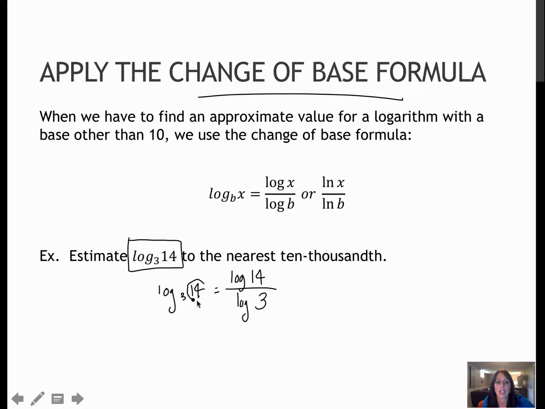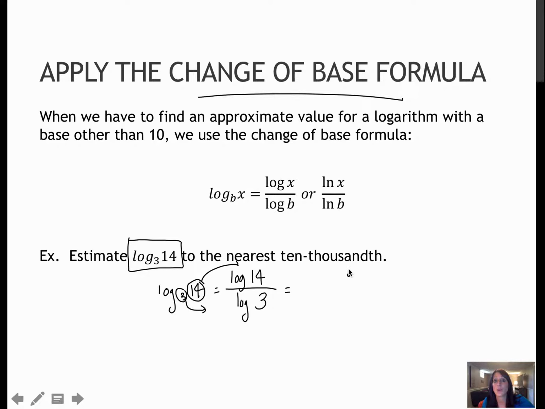So notice I've taken this value and put it on the top and the base and put it on the bottom. And as long as you're using the same base, then you can do that whenever you want. Now, of course, I can use my calculator to estimate log of 14 and use my calculator to estimate log of 3. A little trick for you here, because a lot of people struggle with the rounding. If you're going to do this, I suggest doing it all in your calculator, finding the log of 14, dividing it by the log of 3, and then writing your solution.